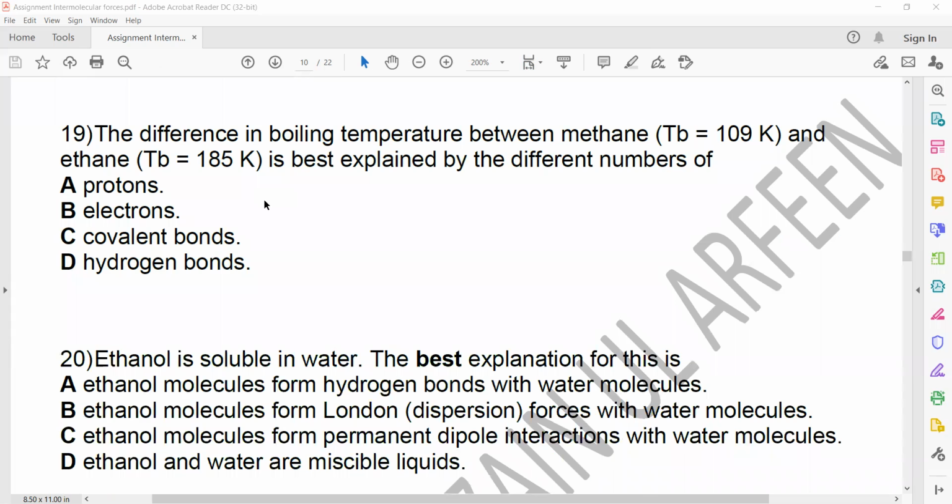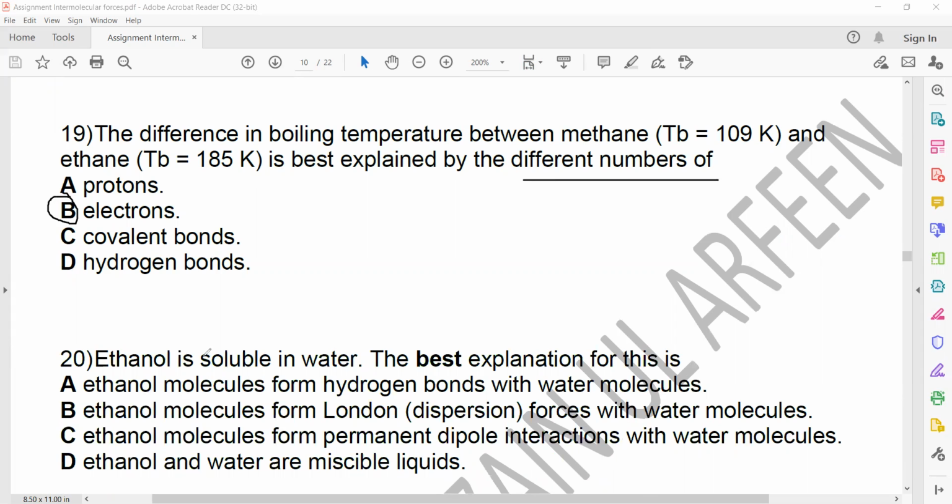Then question 19, the difference in the boiling temperature between methane, CH4, and ethane is best explained by the fact that they have dipole-induced dipole forces, and these forces increase as the number of electrons or atoms increases. So B is the right answer.